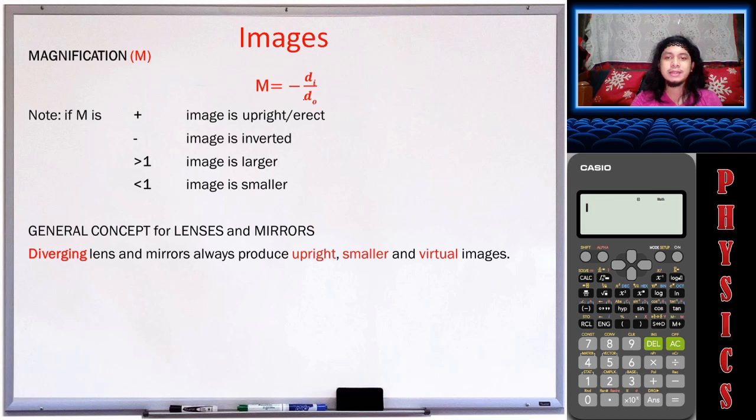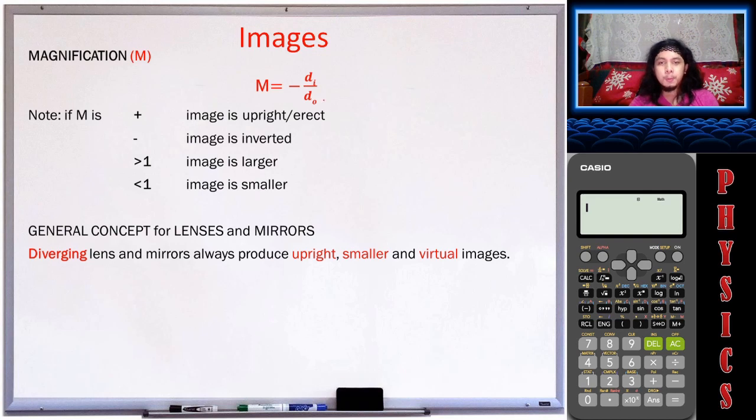Ayan. So, ang image na nabubuo sa ating mirror is equal to negative di over do. And we call that the magnification factor. At may ibig sabihin po yan, kapag po nakuha nating magnification factor ay positive, ang sabi dyan, ang image daw ay upright or erect, nakatayo. Kapag negative, ang image na nabuo ay inverted.